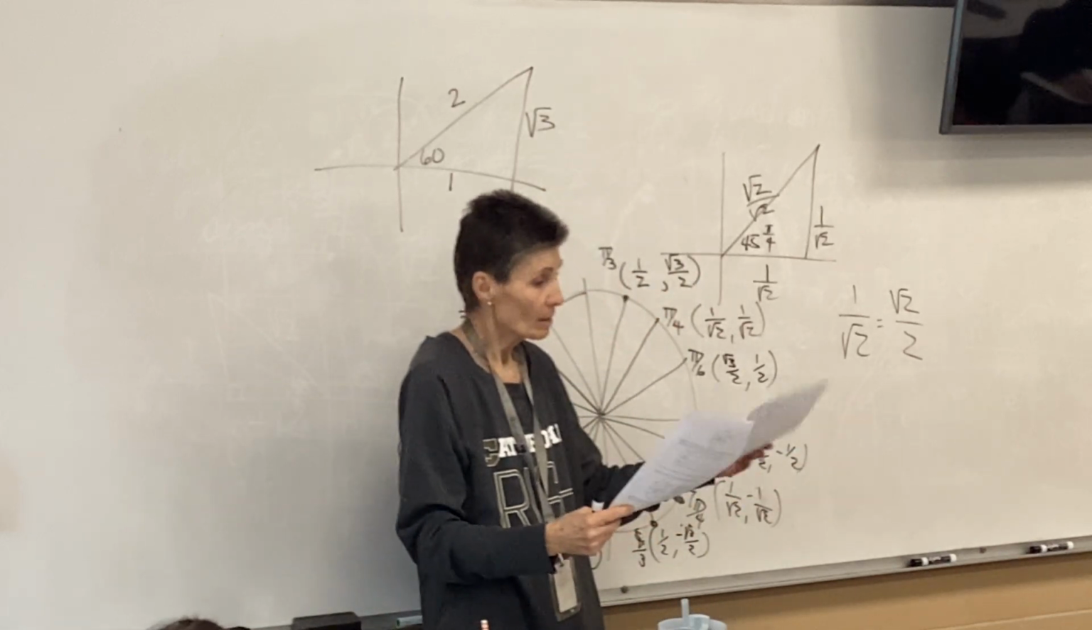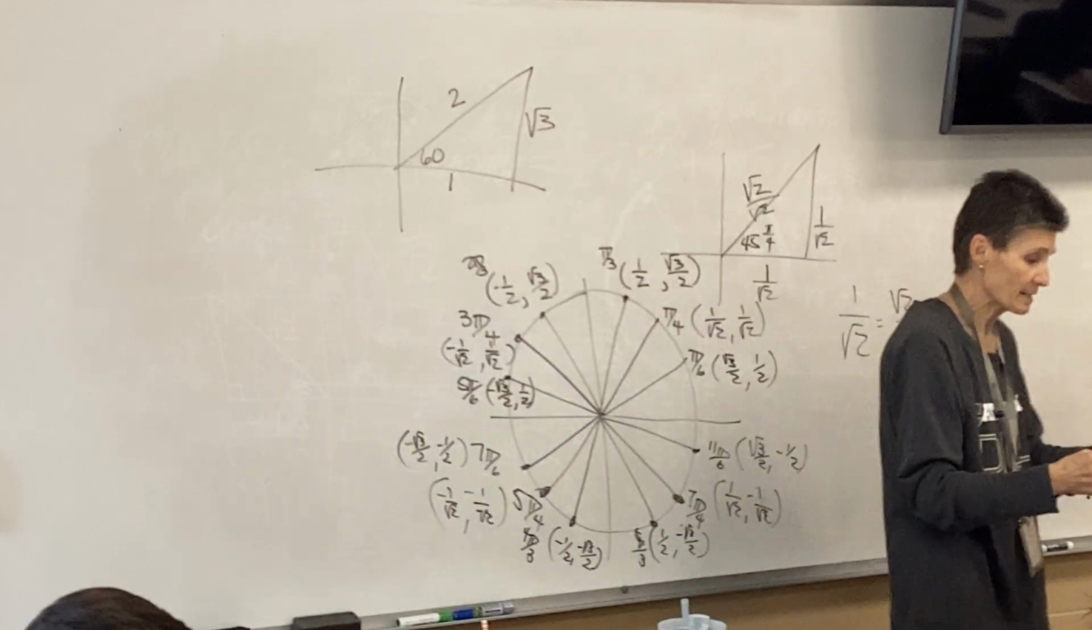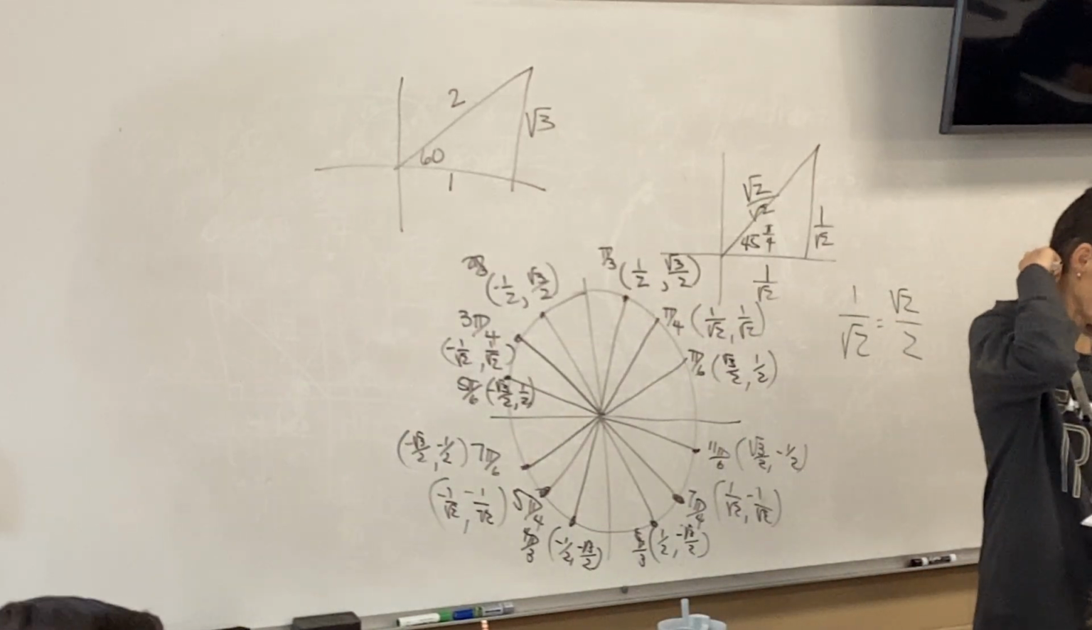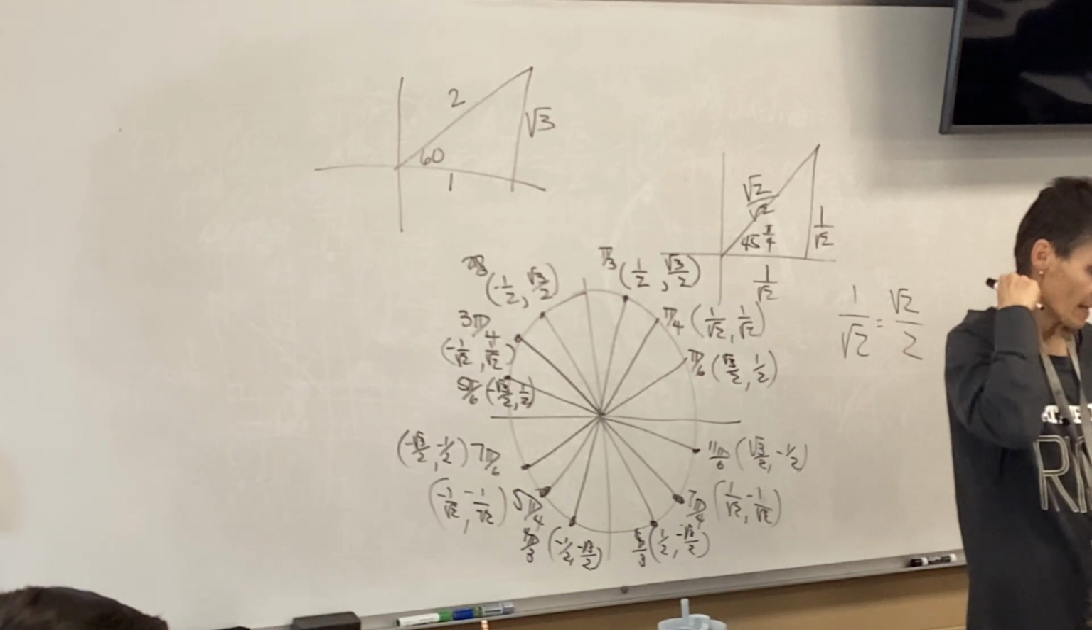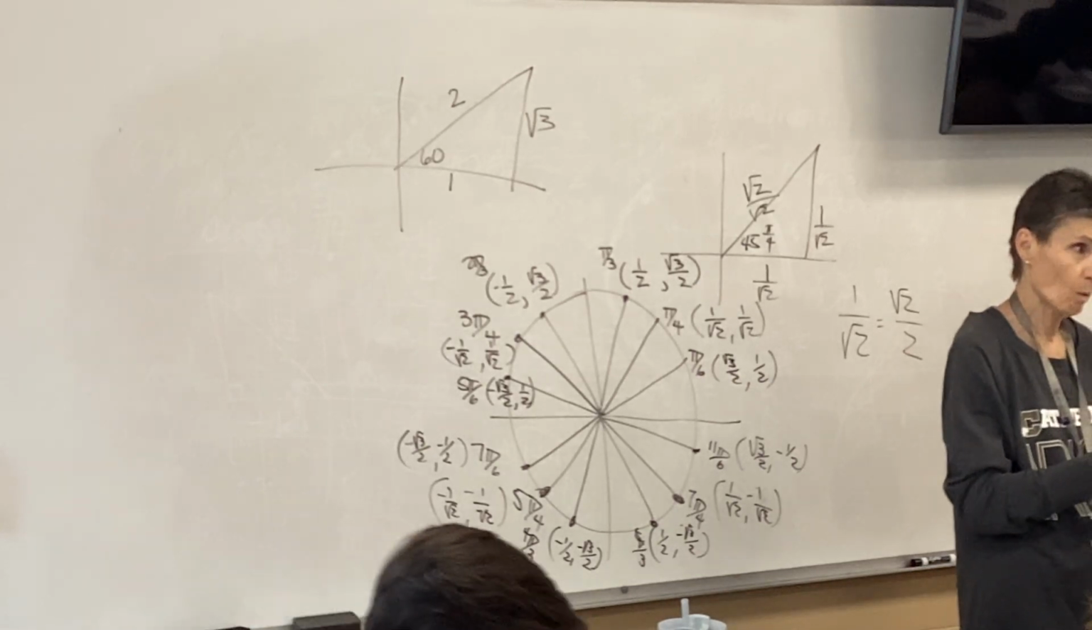Okay. All right, let's see. Okay, so now I'm on example 7. He has very kindly given you the quadrant 1 values.